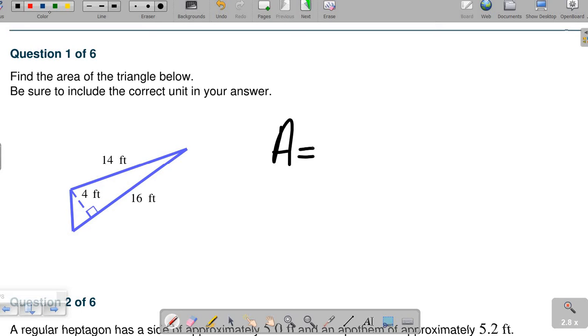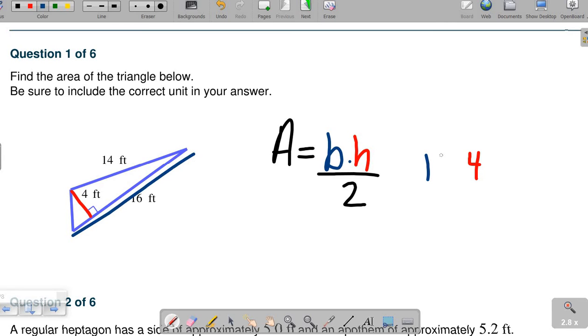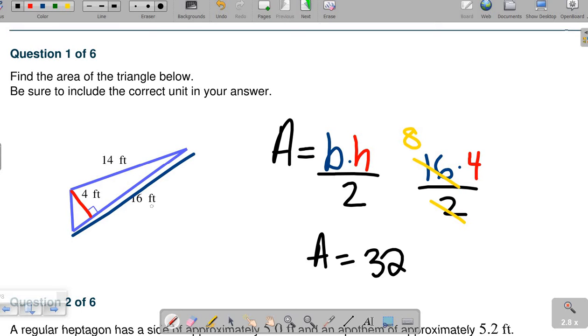Area of a triangle, base times height over 2. Base and height always make a right angle, so that would mean 4 is our height, which implies 16 is our base, over 2. You could take the 2 into the 16 or the 4, it doesn't matter. And our area here is going to be 32, check for units, feet squared.